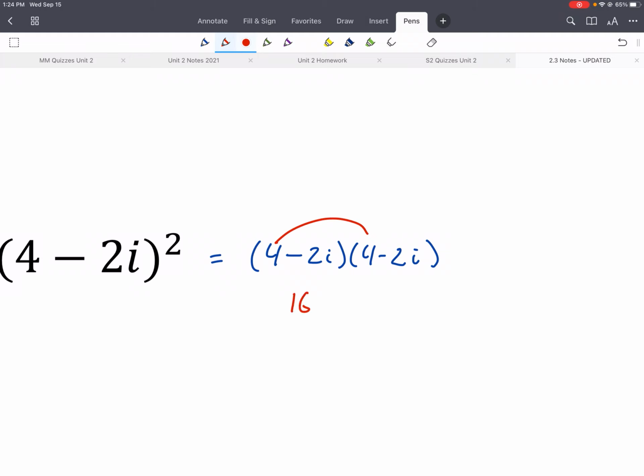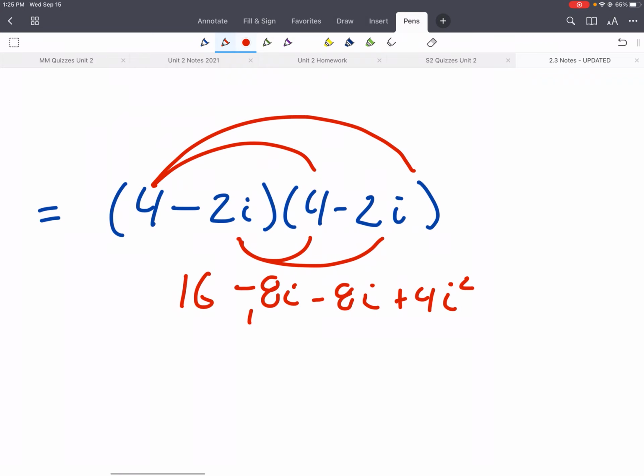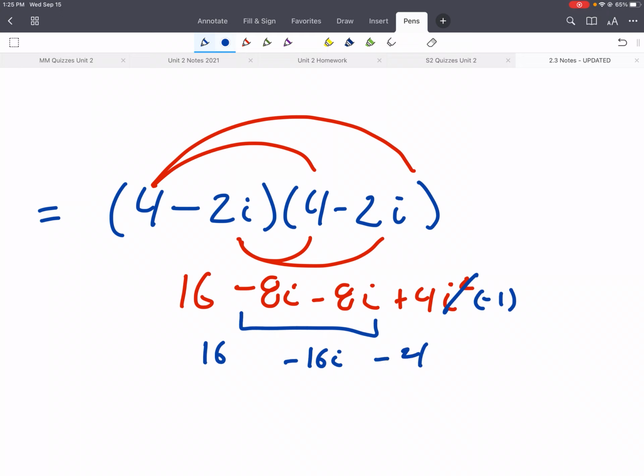So here we get 16. Here we get negative 8i and another negative 8i. And then a positive 4i squared. Okay, here we have negative 16i, and here we have 16. Here, this is going to give us a negative 1, which gives us a negative 4. So we'll combine like terms. Looks like we have 12 minus 16i.